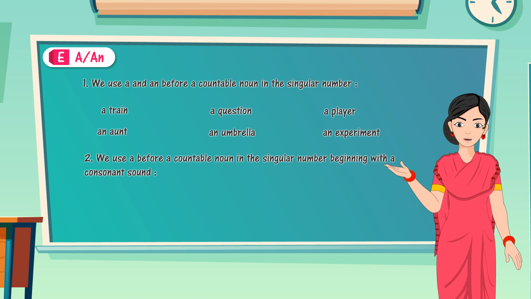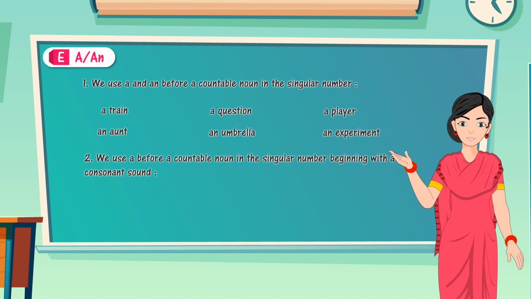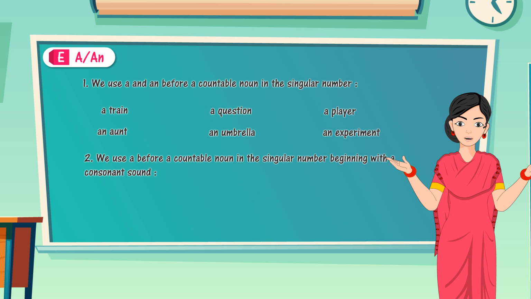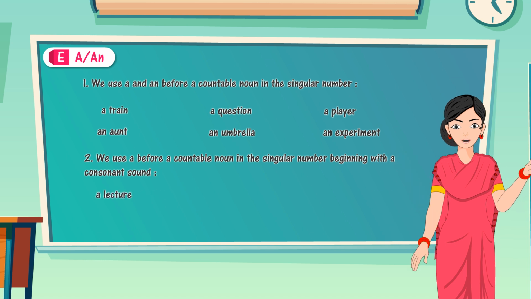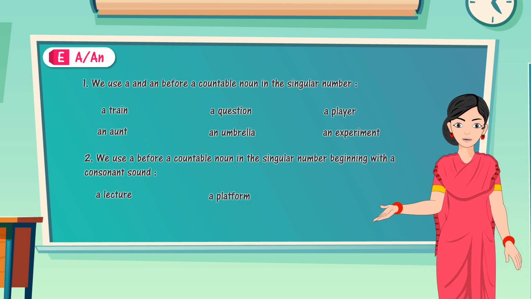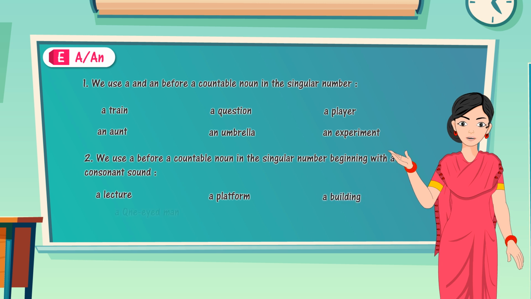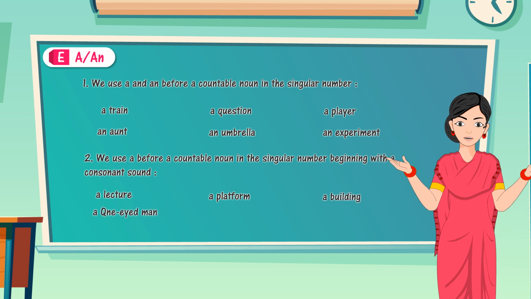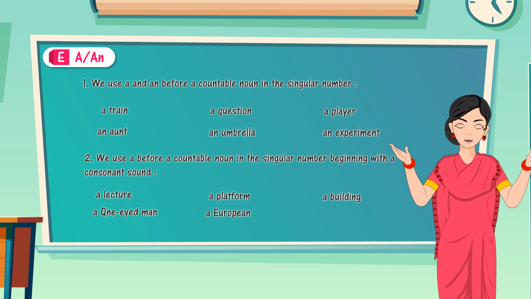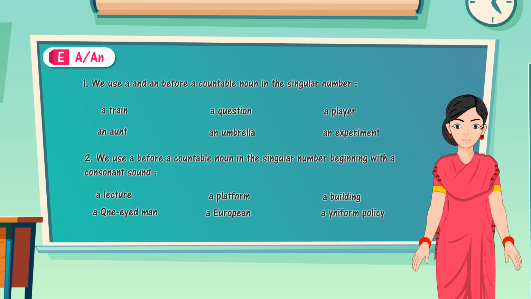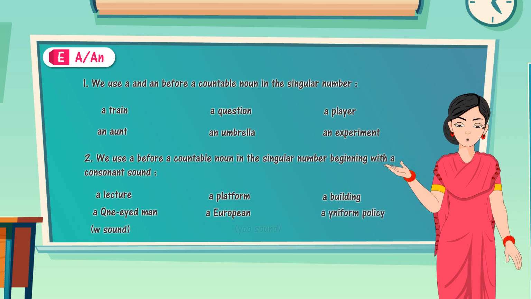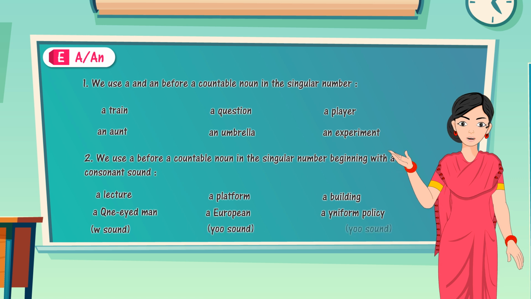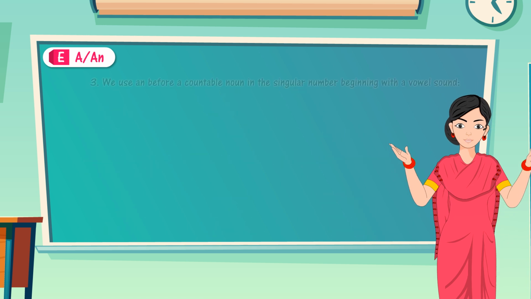Two. We use a before a countable noun in the singular number beginning with a consonant sound. A lecture, a platform, a building, a one-eyed man, a European, a uniform policy. Each begins with a yoo sound.